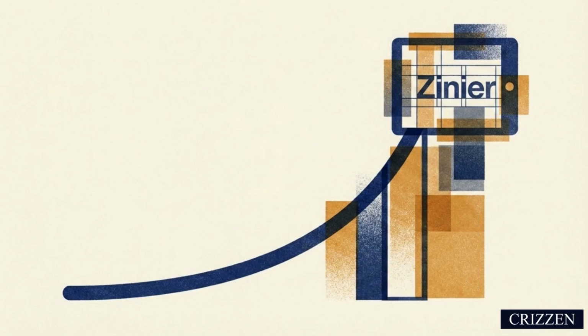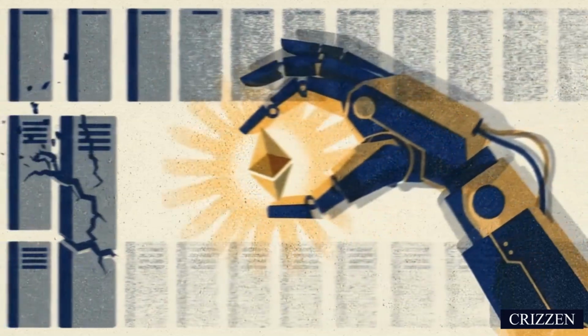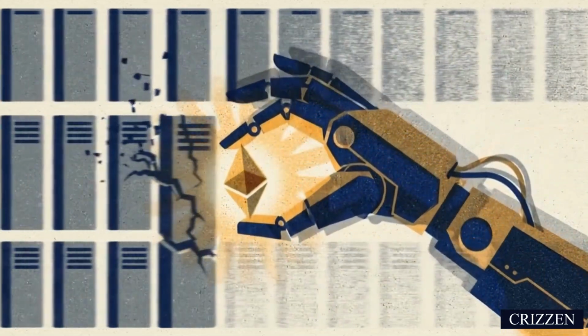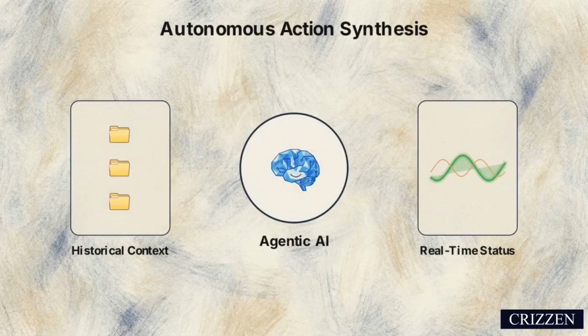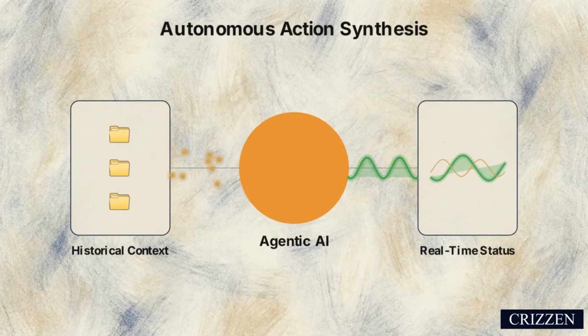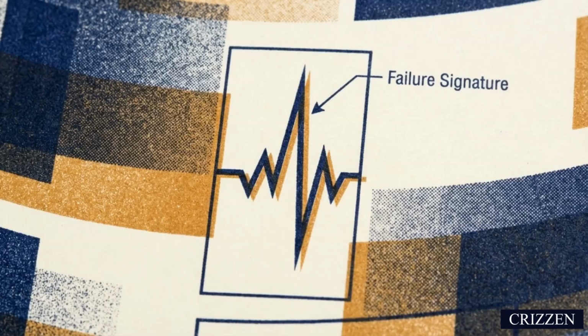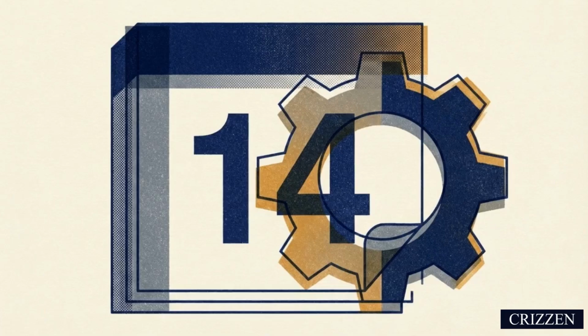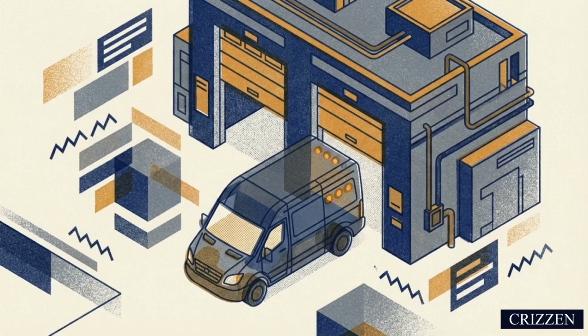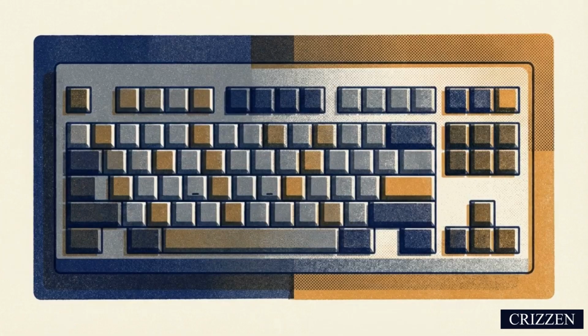The peak of the maturity curve is autonomous action. We see this today in field service management platforms like Crizzen. In this stage, the AI no longer stops at alerting a human to a problem. The system itself takes the initiative to resolve it. These platforms use agents that continuously analyze years of historical service data alongside live equipment performance. They are looking for the exact signatures that precede a catastrophic hardware failure. When the agent detects an anomaly, it responds automatically. It schedules preventative maintenance, identifies the required parts, and dispatches the correct technician without requiring a single human keystroke.